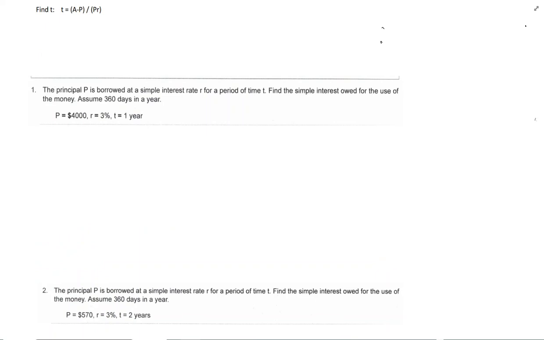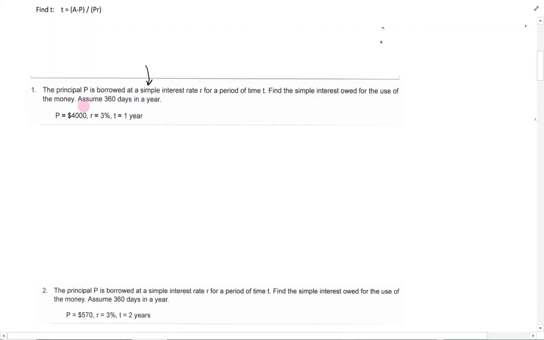Alright, our first question says principal P is borrowed at a simple interest rate. It is important to notice the word simple, because later on we will look at compound interest. At a simple interest rate R for a period of time T, find the simple interest owed for the use of the money. They say assume 360 days in a year, even though we know there are 365. In financial worlds, they use a 360-day value for a year. That may not be needed in the problem.